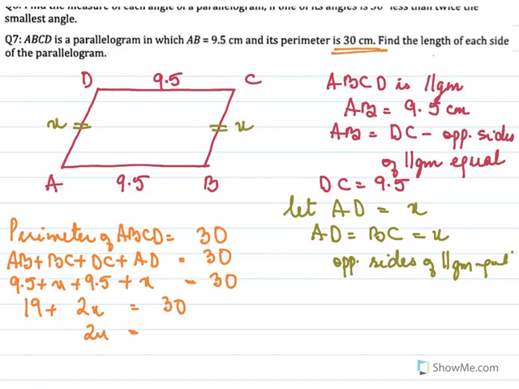2X would be equal to 11. So X is 11 by 2, so X is 5.5. Find the length of each side. So this is 5.5 and this is 5.5.